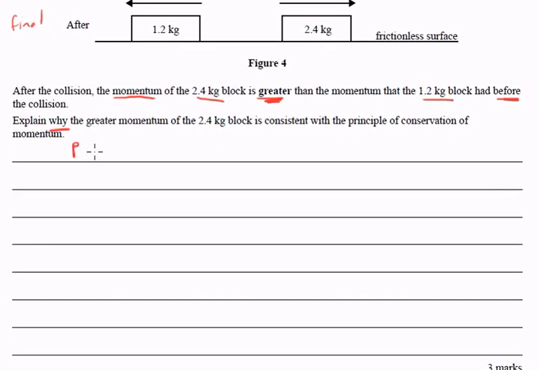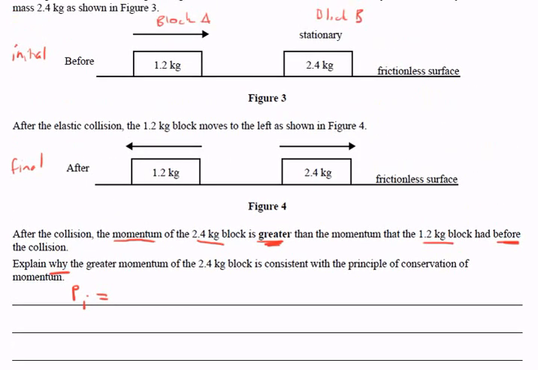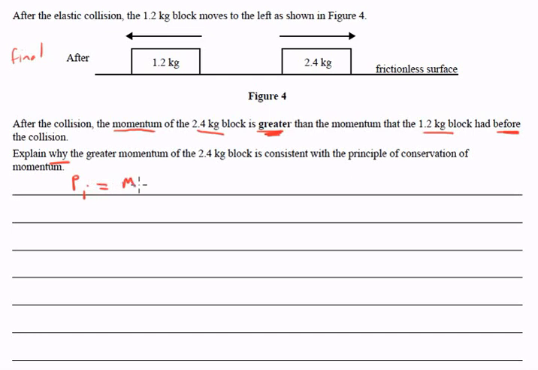The initial momentum of everything: momentum is equal to mv, mass times velocity, and there are two things, block A and block B. So it's the mass of A times the initial speed of A, plus the mass of block B times the initial speed of block B. But the initial speed of block B is 0, so it equals the mass of block A times the initial speed of block A. That's the momentum before.